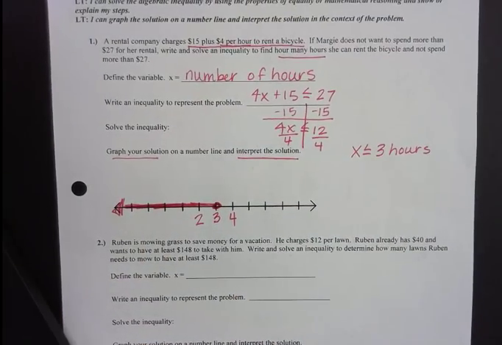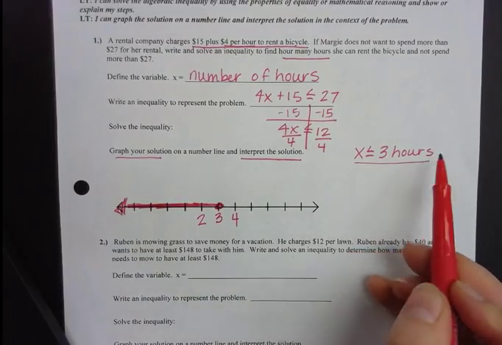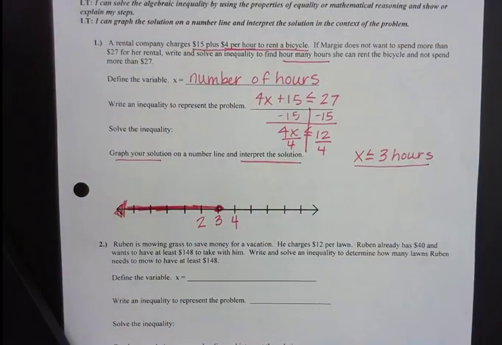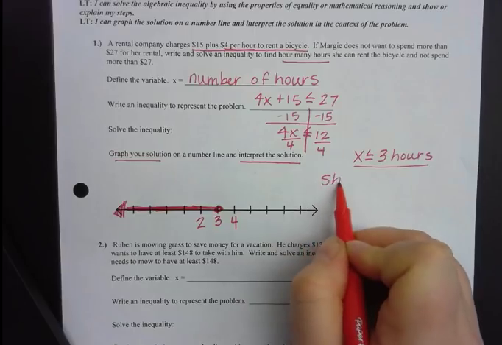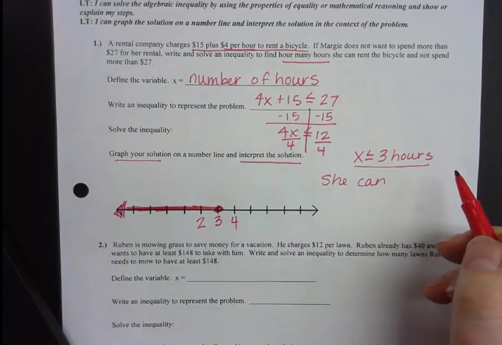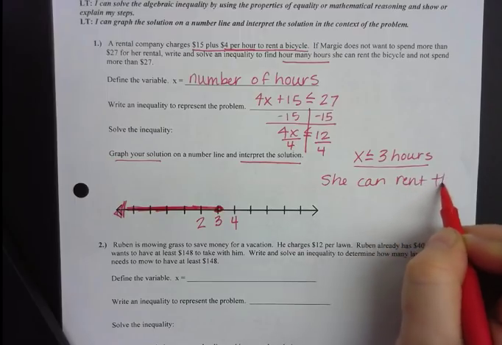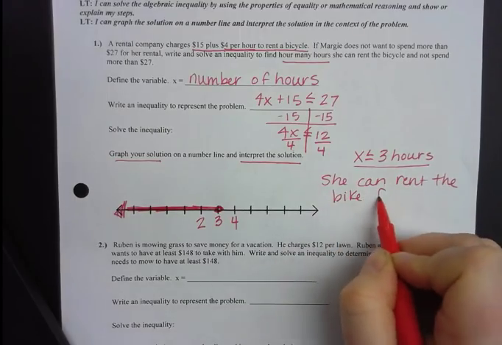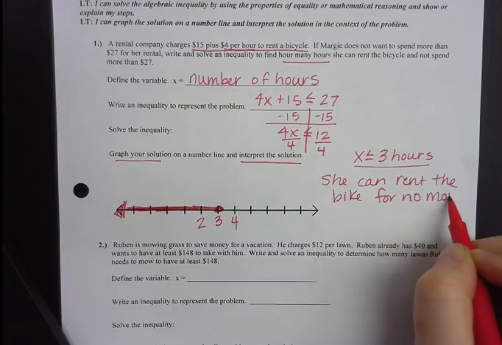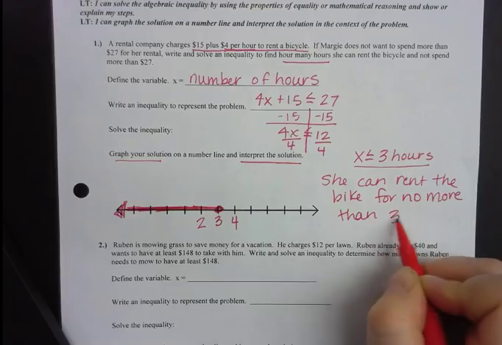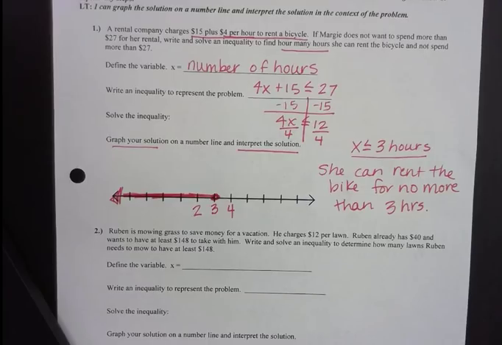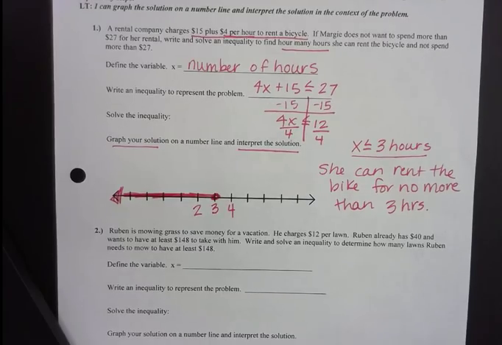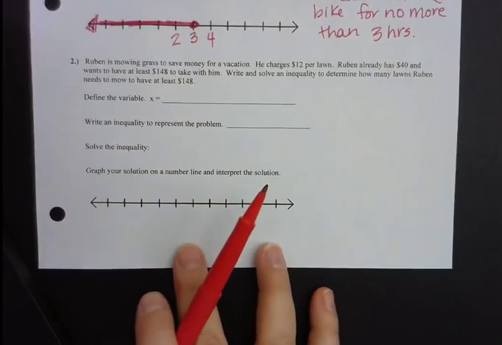Now, when it says interpret the solution, you want to tell me what this answer means in terms of the word problem. So you need to give it in sentence form. So when I interpret, if x is less than or equal to 3 hours, that means that she can rent the bike for no more than 3 hours. There's lots of different ways to say it. I could have said she can rent the bike for 3 hours or less. She can rent the bike for a maximum of 3 hours. Any of those would work. Okay? Okay, so let's move on to number 2 then.